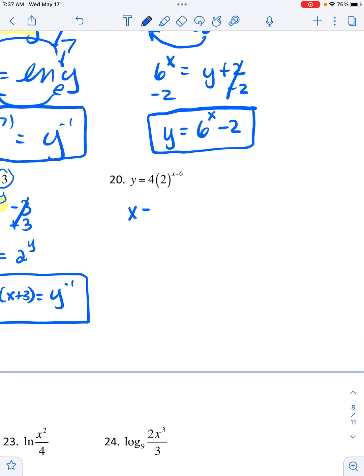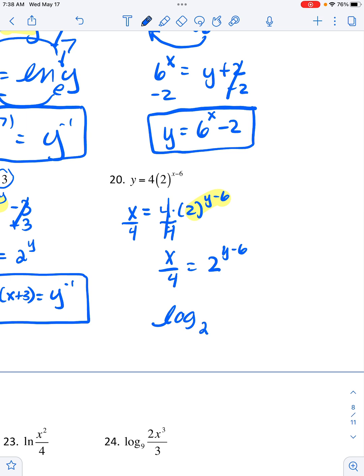Here I'm going to have x equals 4 times 2 to the y minus 6 when I swap. Now I need the power part alone, so I have to get rid of the 4, which is multiplied in. So I'm going to divide it out. So x over 4 equals 2 to the y minus 6 power. Now I have the power alone, I write it as a log. Log base 2, because that's what's raised to the power. Power goes over here alone. The power is always what's up high. That leaves the x over 4 to go here next to the log.